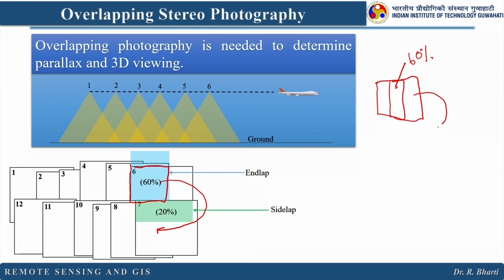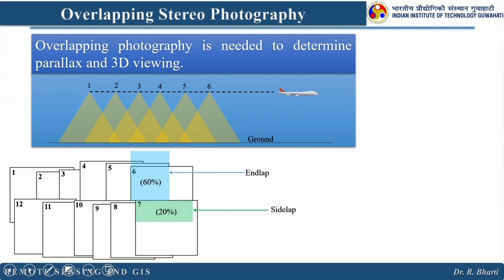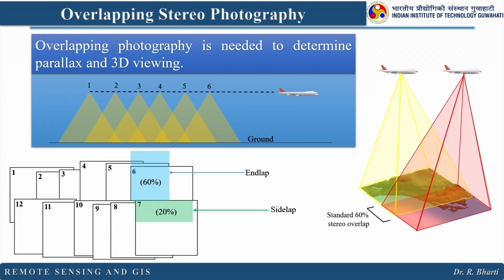Once you move to cover this whole area, the sides also should have some overlap. When you capture the next portion of this area, this particular portion will overlap. This should be 20%, and it is known as side lap. So this is the difference between side lap and end lap. When you go for overlapping stereo photography, you should maintain at least this 60% and 20%, and only then will you be able to generate the 3D, or study the parallax, which is used further in the estimation of the height of any object captured in that particular scene.